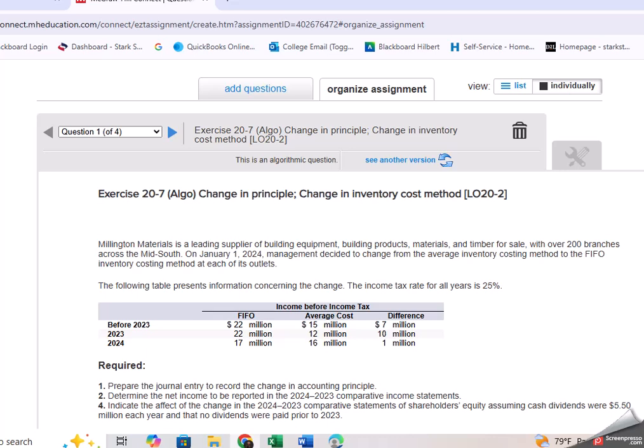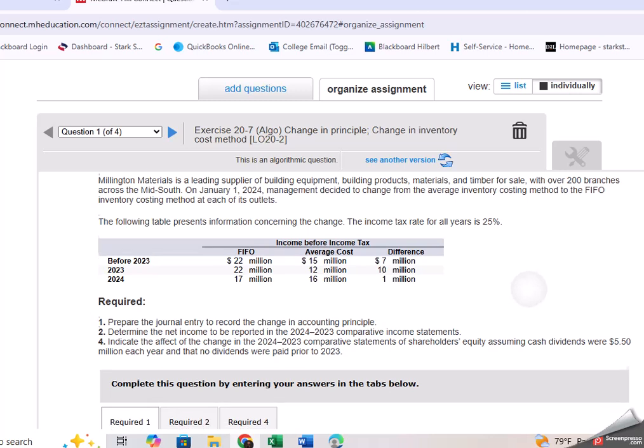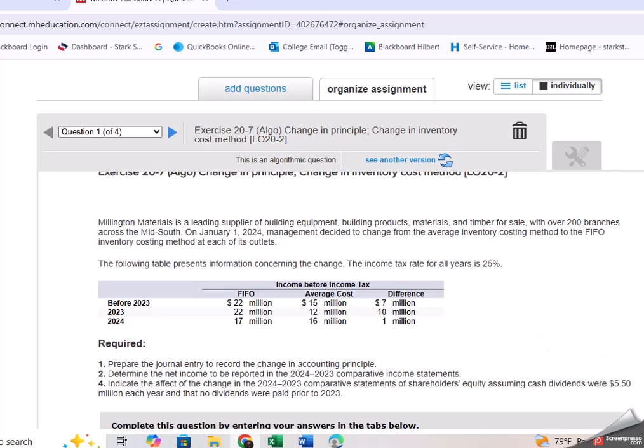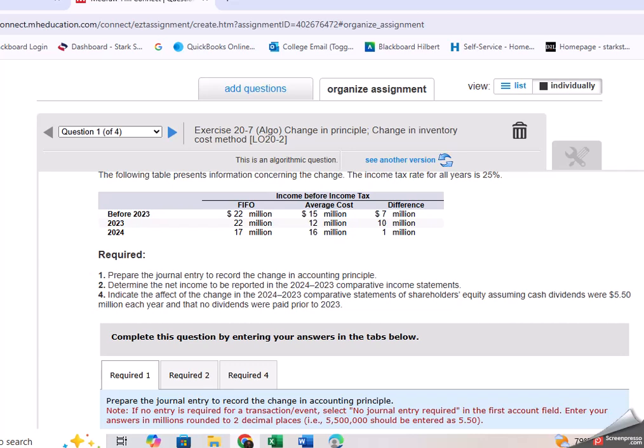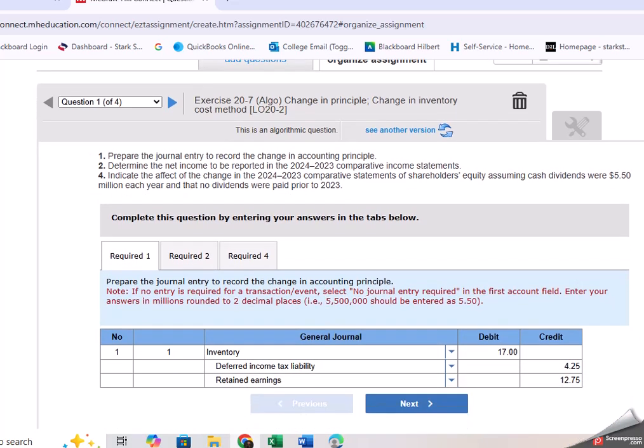they do result in a different cost of goods sold and ending inventory. And then we have a tax rate of 25%. So they give us a table. So again, we're making this change at the start of 2024. So then we'd have 2023 and before 2023 that we would need to do adjusting entries for. So as we look at those 2 years, we've got a $17 million difference.